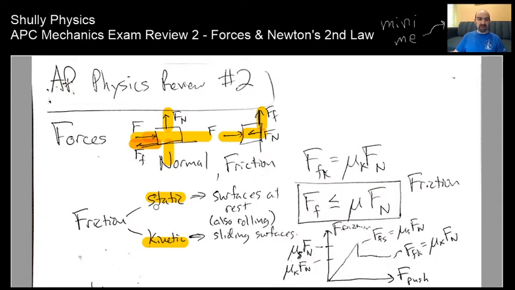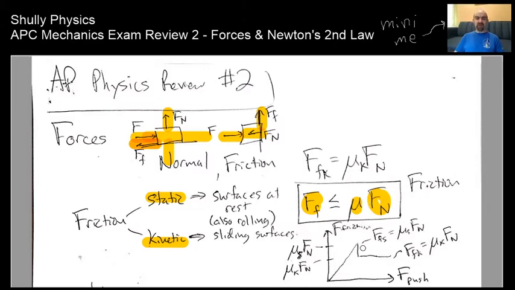If you're dealing with an object that is at rest with a pushing force trying to push it, but there's enough friction to hold it, to keep it from moving, then you've got static friction. And static friction is less than or equal to mu static times normal force. Now this is the general case for static and kinetic friction. Notice I don't have it labeled as a K or an S.